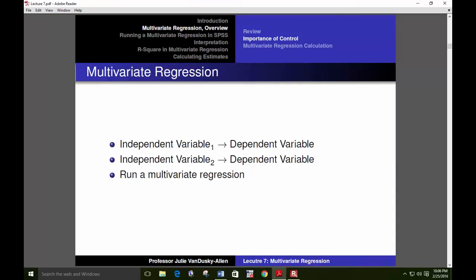Now we are going to move on to discuss how we can use regression to analyze whether multiple independent variables have an effect on a dependent variable. In most cases, we don't expect only one independent variable to have an effect on our dependent variable. Instead, we expect multiple independent variables to have an effect on our dependent variable. When that is the case, we run a multivariate regression. It is called multivariate because we use multiple independent variables.